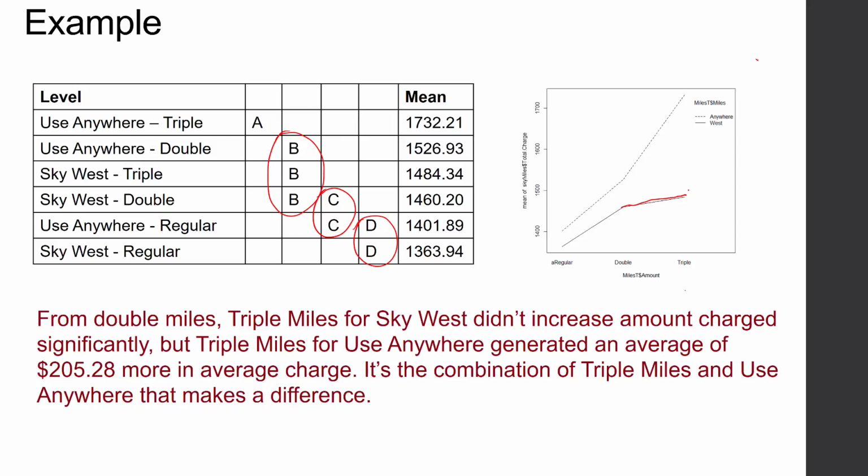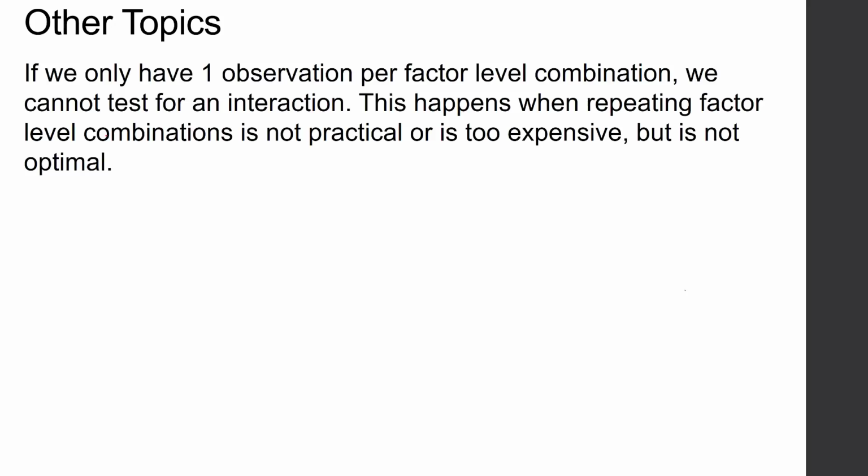But triple miles for the use anywhere generated a much bigger gain, an average of $205.28 more in average charges on the credit cards. It's the combination of triple miles and use anywhere miles that makes a difference. And we could see that just because it was the highest mean and it was significantly different from all other groupings. Okay, so having an interaction complicates things a little bit. You just might need to write more and think a little bit more about what you're saying.